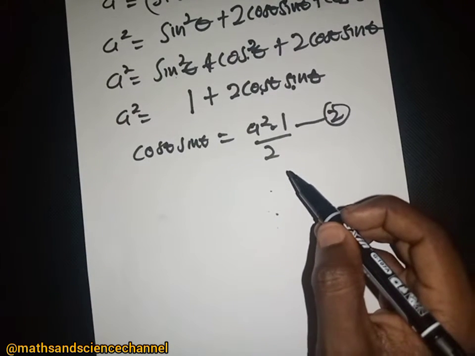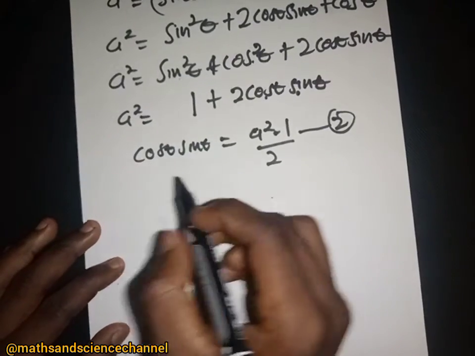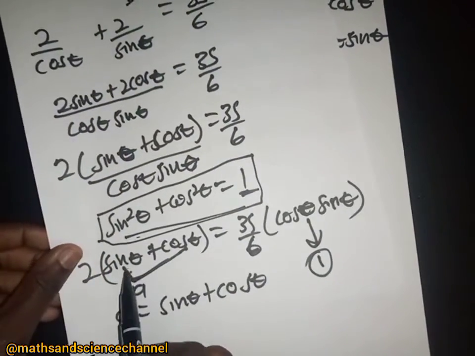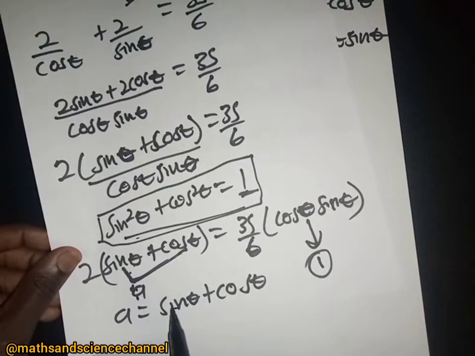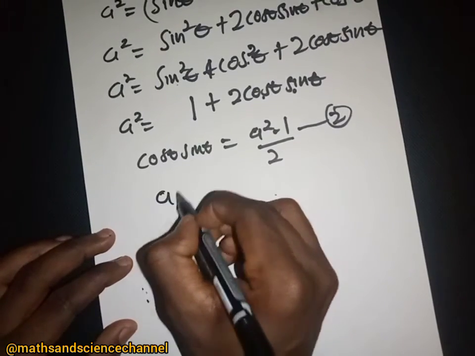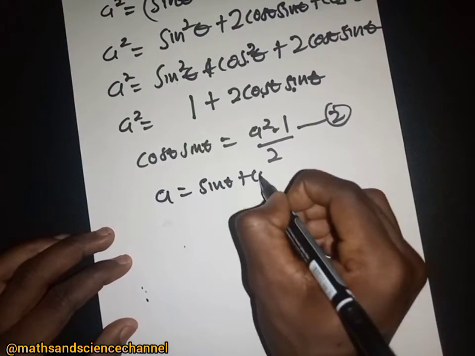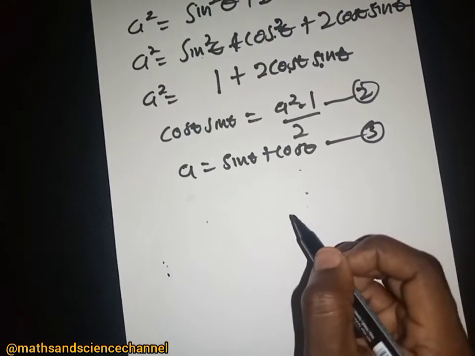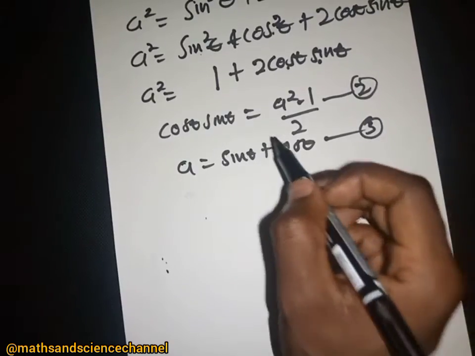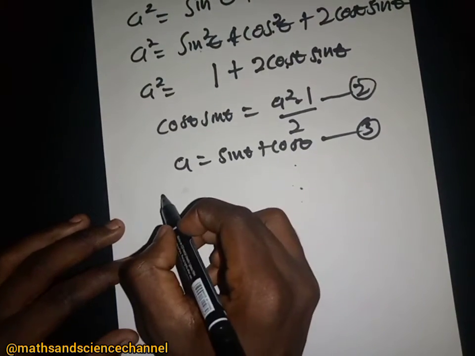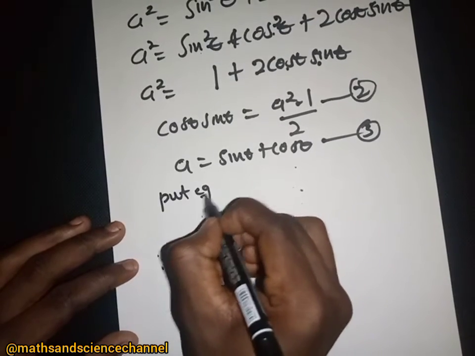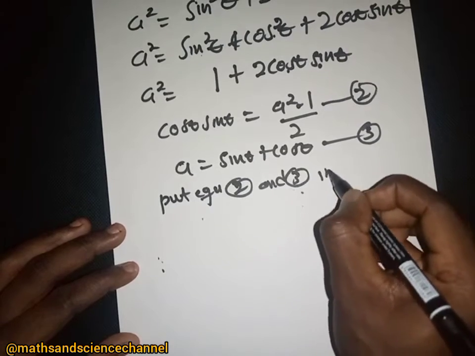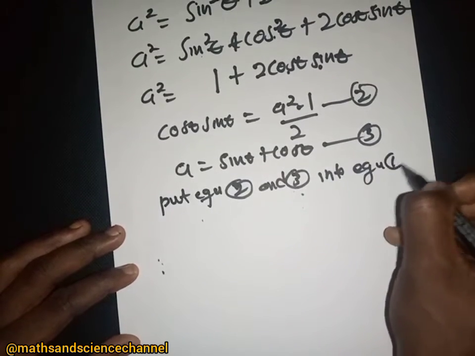Okay, but then also remember that we said sin theta plus cos theta should be a, right? So if a is equal to sin theta plus cos theta, let's call this equation 3. Now what we are going to do is substitute equations 2 and 3 into equation 1, right?